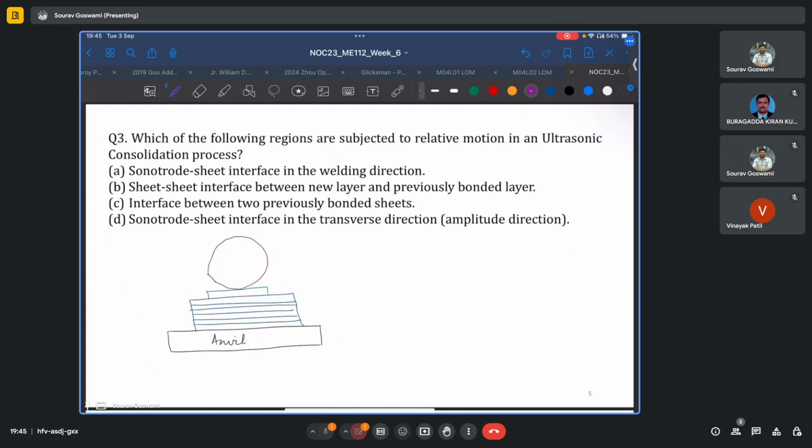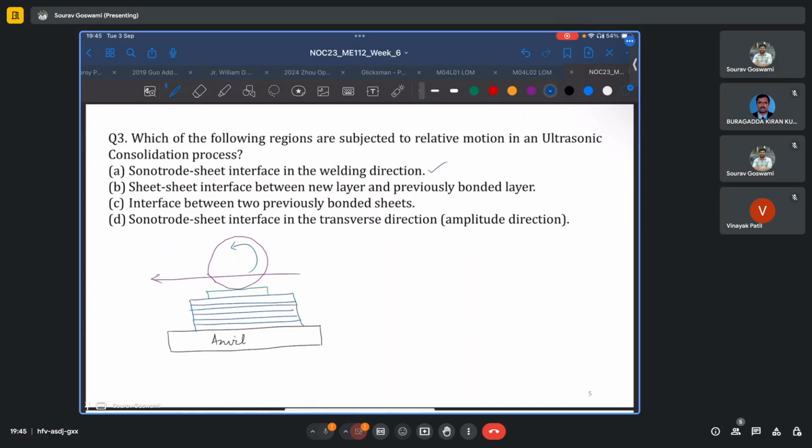Now let's look at the interfaces that have been spoken of. The sonotrode sheet interface in the welding direction. The welding direction would be along this. And here we see that because of the motion of the sonotrode in this direction, indeed there is motion, because this sonotrode will roll along the surface. So there will be some relative motion between the sonotrode and the sheet in the welding direction.